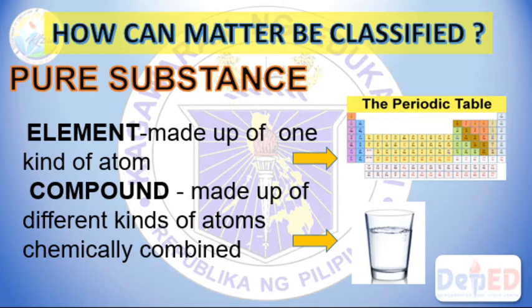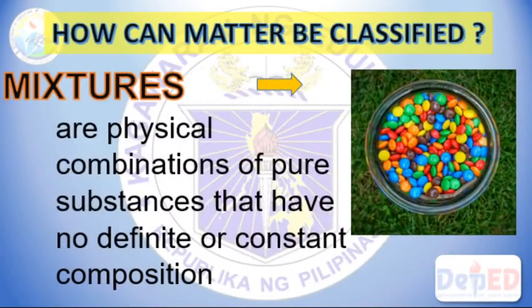Matter can also be classified as mixture. Mixtures are physical combinations of pure substances that have no definite or constant composition. Mixtures consist of two or more substances that are physically combined. If you combine them, they can still be separated. Now, you'll discover more about mixtures in this task. Your first task is to describe what happens to the solid materials when mixed with other solid materials.